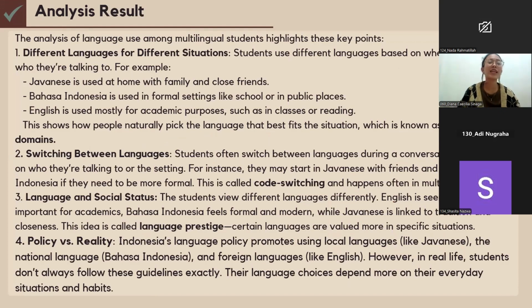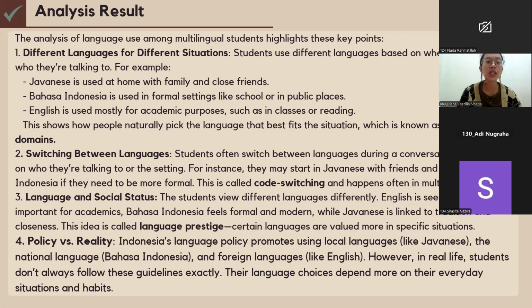From the analysis that we conducted, there are four results. The first one is different language for different situations. This can mean that the students use different language based on where they are and who they are talking to. For example, the boy explained in the article used Japanese at home, and then he used Indonesian language in formal settings such as school or public places.